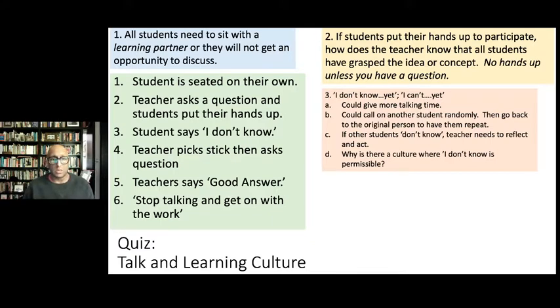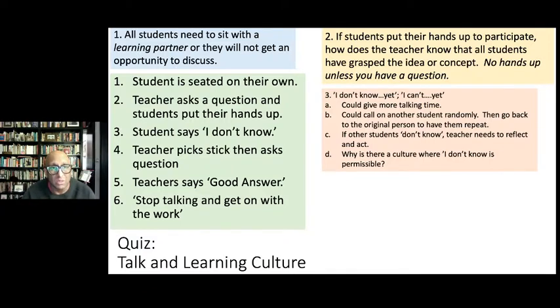So here's how I would diagnose the problem. If a student doesn't know or says they don't know, you could offer them more talking time with their partners, if it is a crucial question that they need to know. An alternative could be you could call another student randomly, then go back to the original person who said I don't know, and have them repeat, evaluate, think. If when you do that, other students find that they don't know, well, that's going to be an important moment for you as a teacher, because you're going to need to reflect and act.